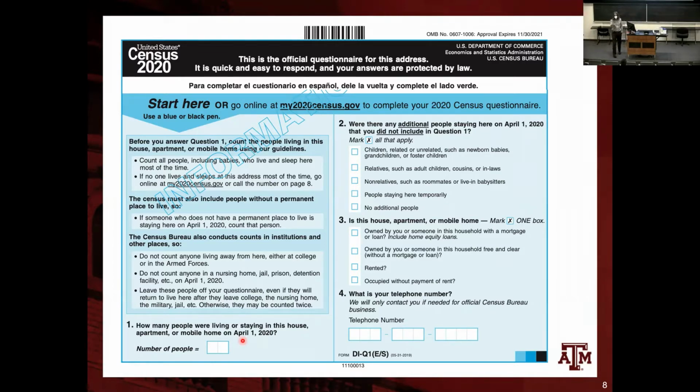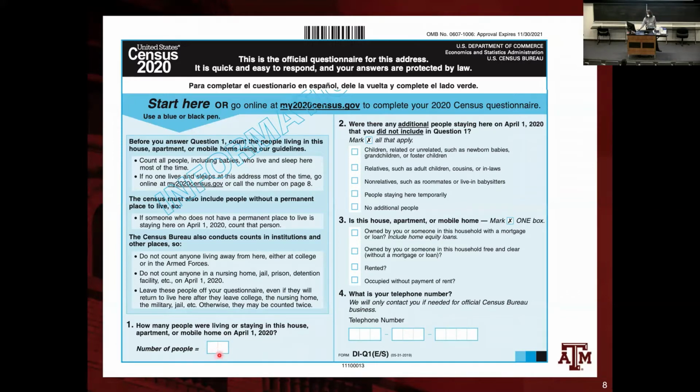exactly at the time that they received the questionnaire. All the questions are related to people living there exactly on April 1st. And if I receive the questionnaire in May, let's say in June, and let's say that in May, my brother lost his job and started living with us. My brother moved in May. I'm answering the questionnaire in June. The question is about April.